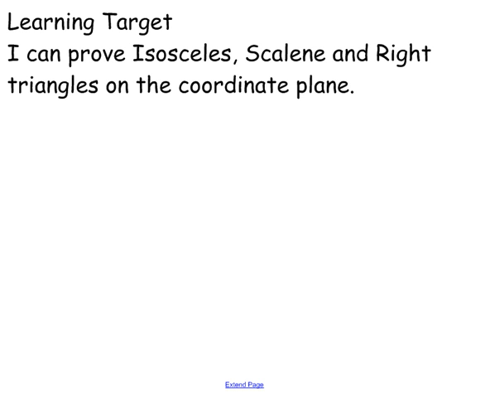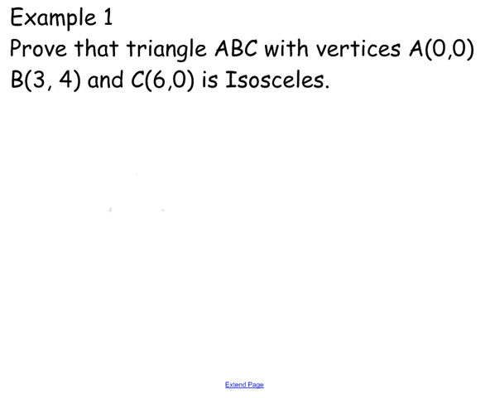Hi, it's Mr. Estrada, and our learning target is I can prove isosceles, scalene, and right triangles on the coordinate plane. So let's get to it. It says prove that triangle ABC with vertices A (0, 0), B (3, 4), and C (6, 0) is isosceles.